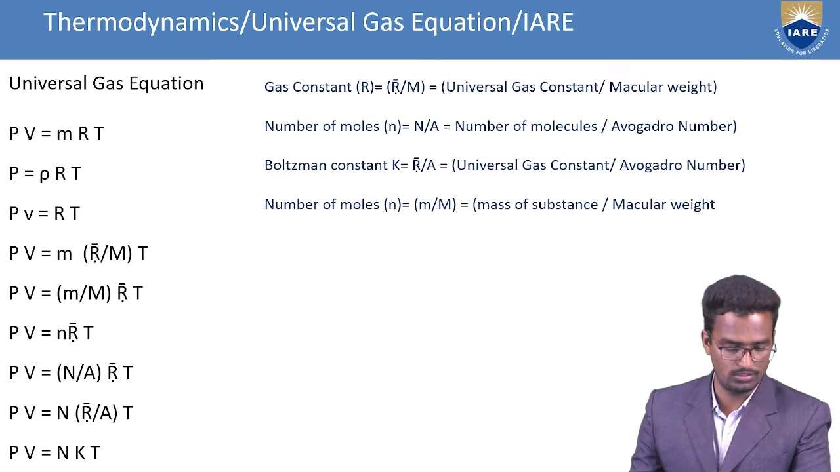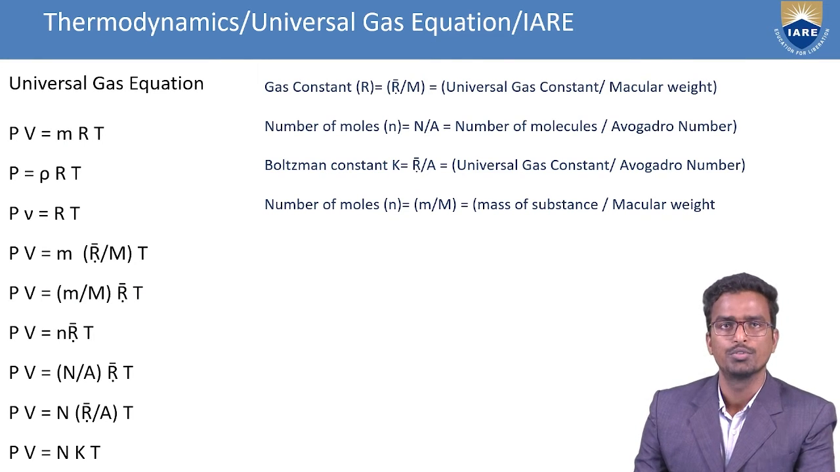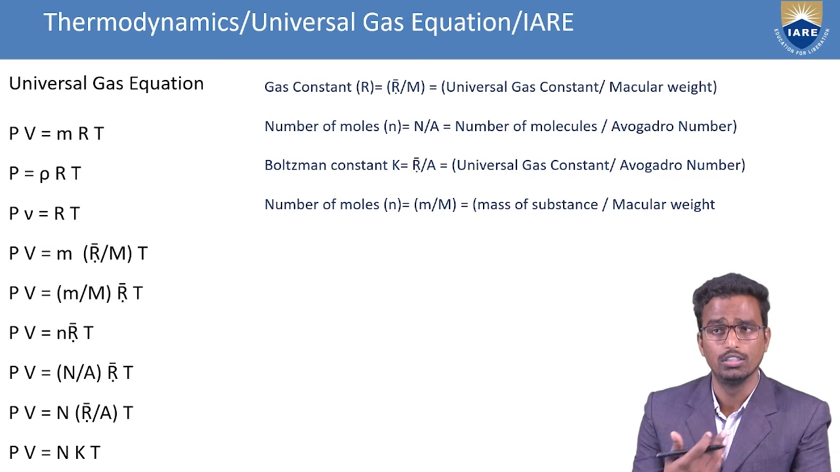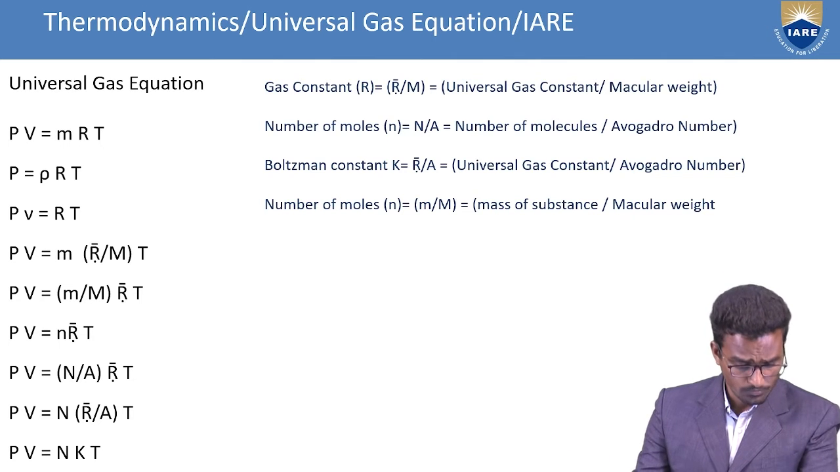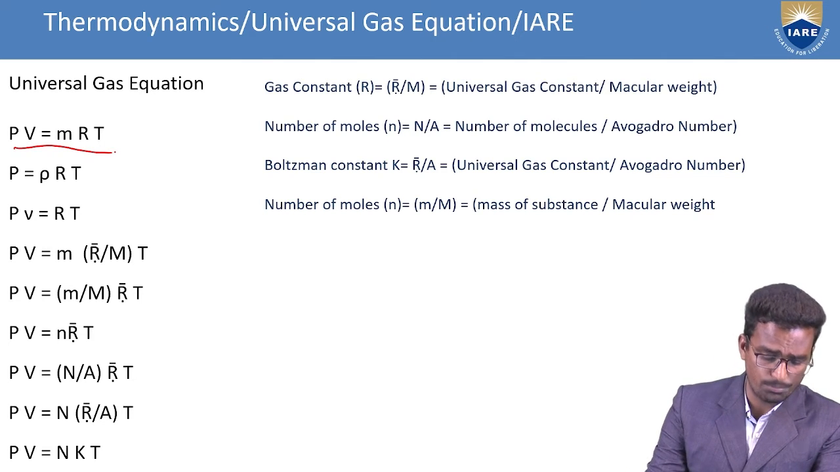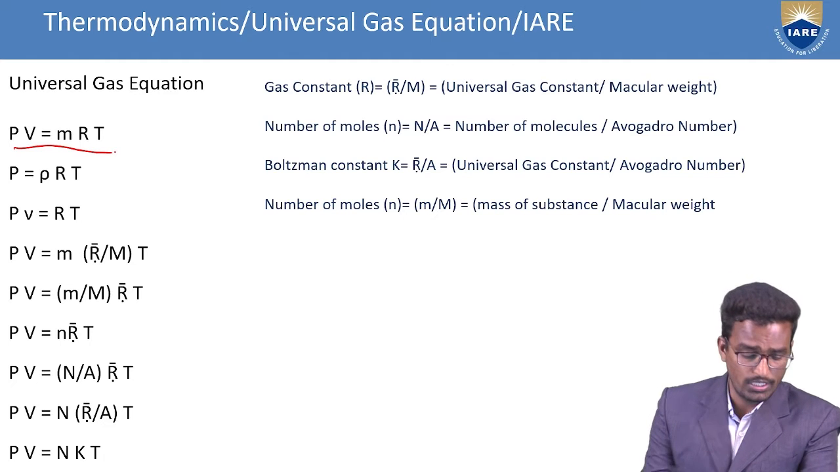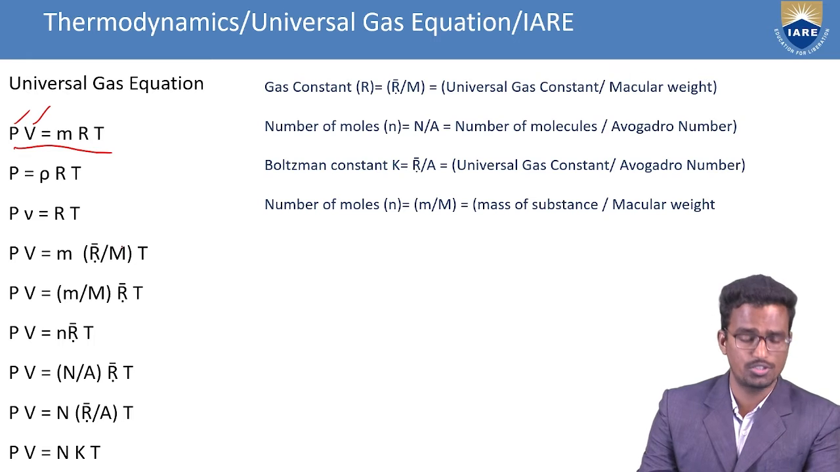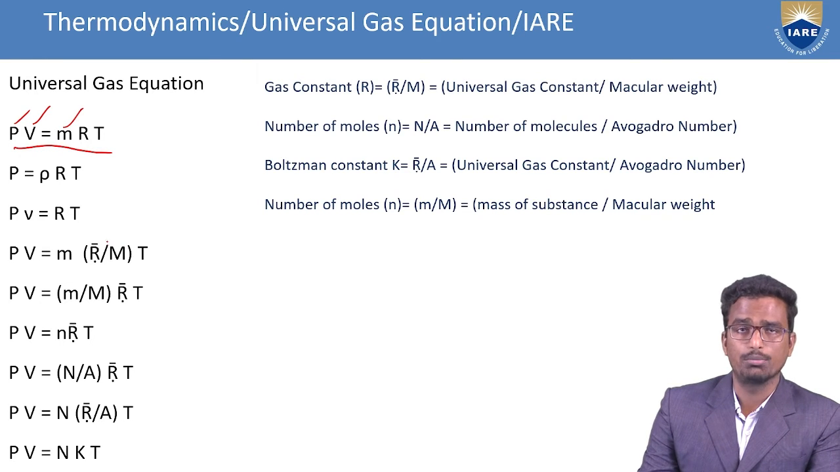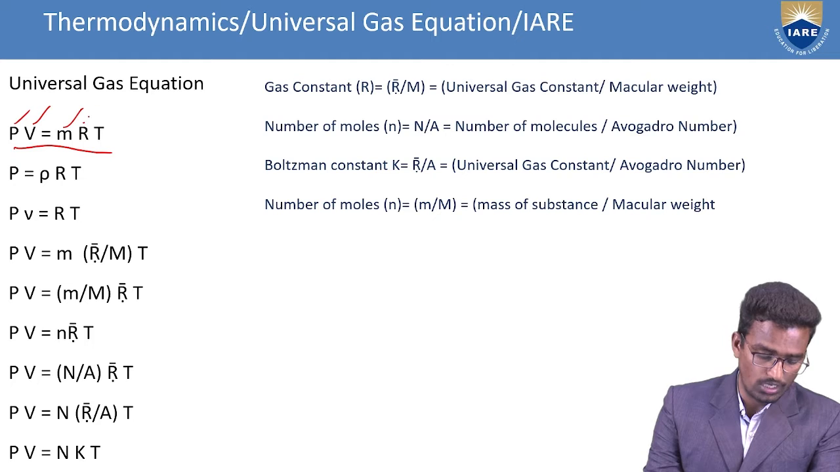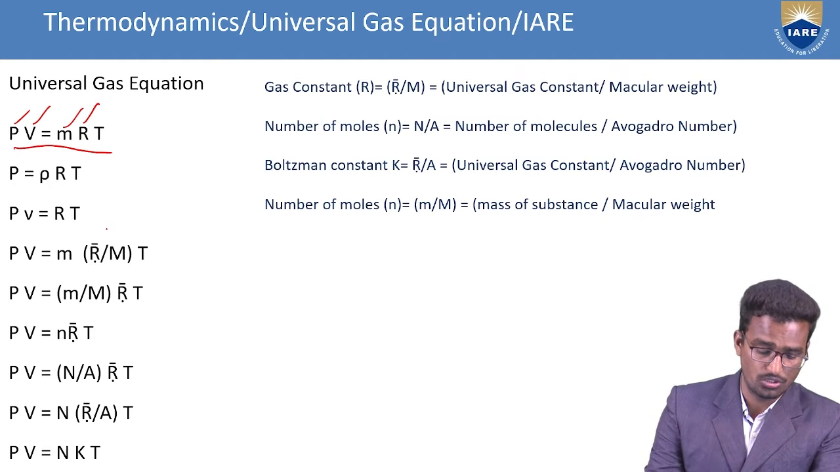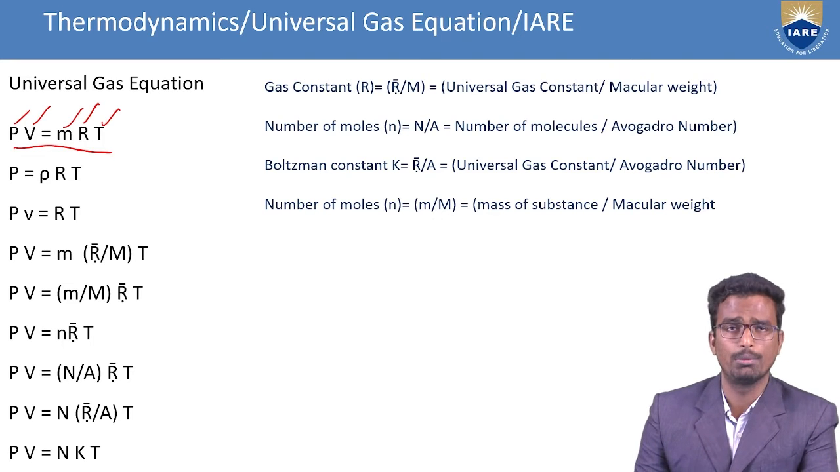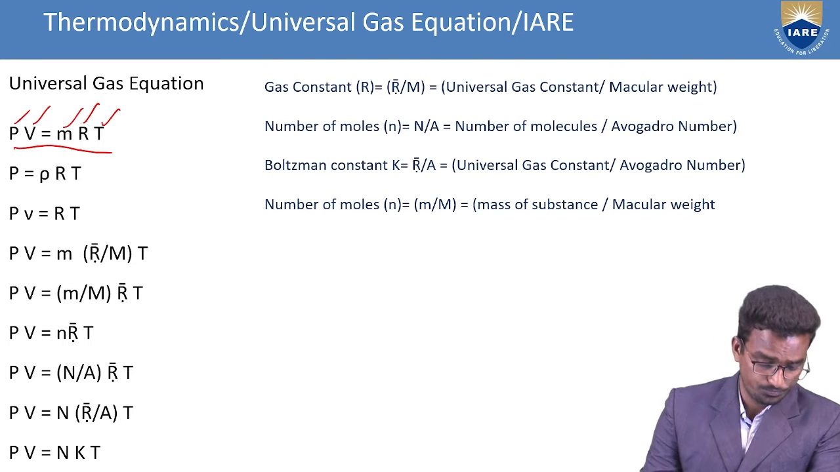Before we deal with the thermodynamic units, we have to understand the universal gas equation, and how we convert it according to our required method. The universal gas equation is PV = mRT. In that, P is the pressure of the system, V is the volume of the system, m is the mass of the molecules in that system, R is the gas constant, and T is the temperature of that system. PV = mRT is called the universal gas equation, right?